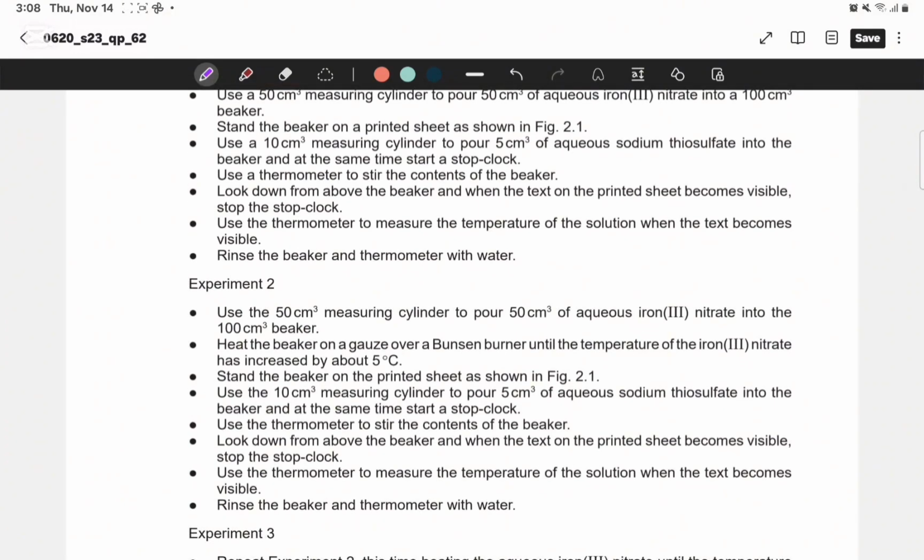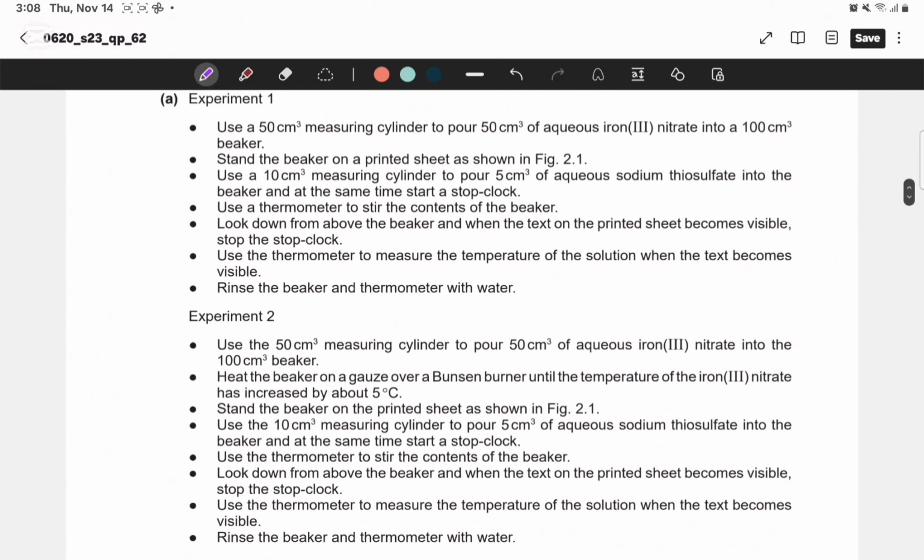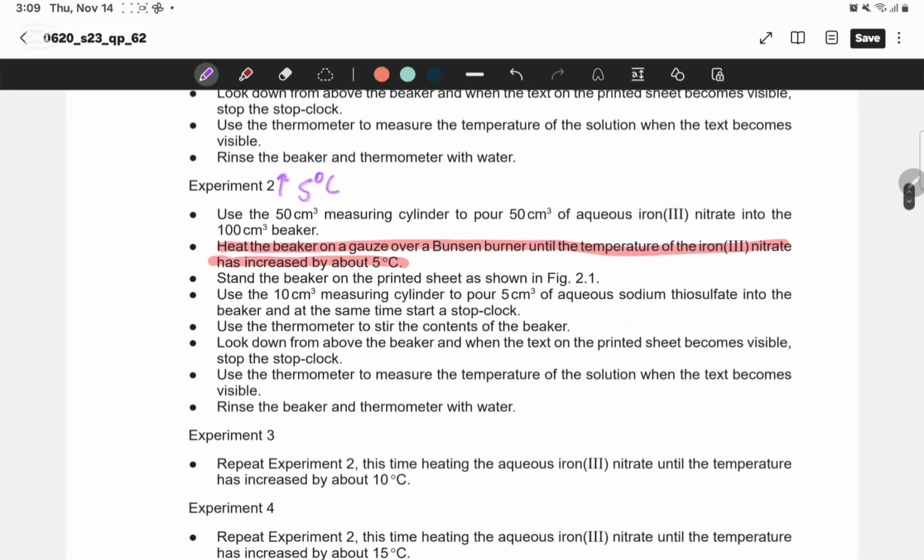Experiment 2: use the 50 centimeters cubed measuring cylinder to pour 50 centimeters cubed of aqueous iron nitrate into the 100 centimeters cubed beaker. Heat the beaker on a gauze over a Bunsen burner until the temperature of the iron nitrate has increased by about 5 degrees Celsius. Now look here, this whole sentence, that's the thing they're changing. They're heating the iron nitrate. In experiment 1 they didn't heat it. Here they heated it until it increased by 5 degrees Celsius, and everything else is the same.